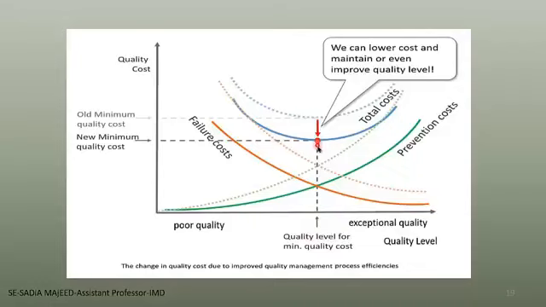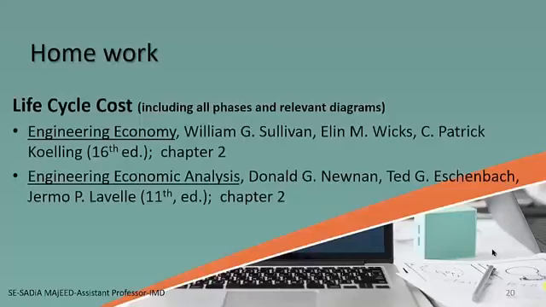Because quality cost will become part of the product cost. If we move in this direction, quality cost will increase and the product cost will also increase. If we move in this direction, quality cost increases, product cost increases. This is the second reason we need to maintain the minimum quality cost so that the product cost will not increase. In today's lecture, we have discussed different classifications of the cost.